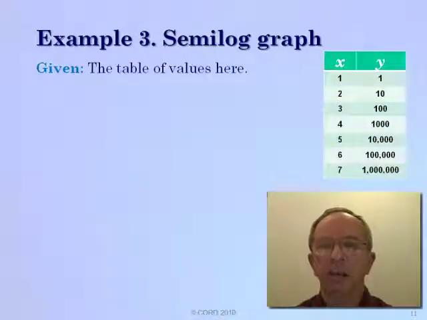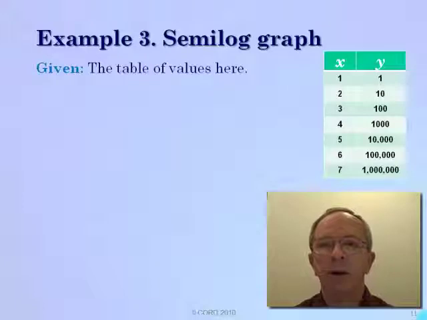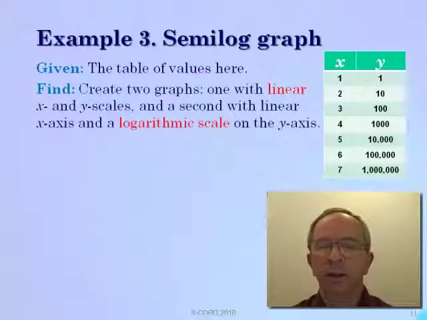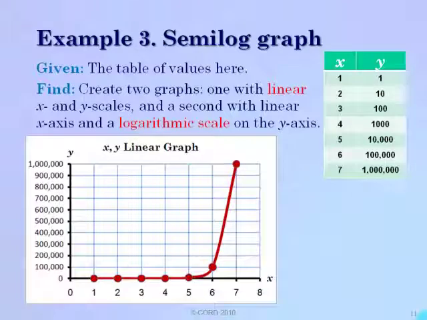Let's look at another example of a semilog graph. Look at the table of values here. These are clearly a power relationship, right? This is 10 to the 0 power, 10 to the 1 power, 10 to the 2 power, 10 to the 3 power, 10 to the 4th power, 10 to the 5 power, and 10 to the 6th power for x's of 1, 2, 3, 4, 5, 6, 7. So clearly this is a power series here and not a linear relationship. So you know that if we graph that on a linear graph, things would look very awkward. Let's look at those two graphs and compare them. There's what happens on a linear graph.